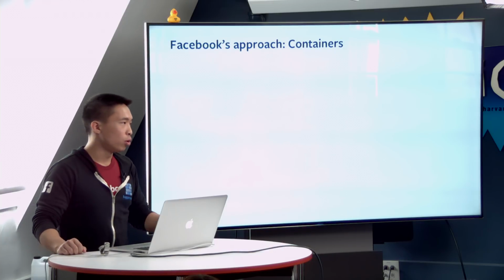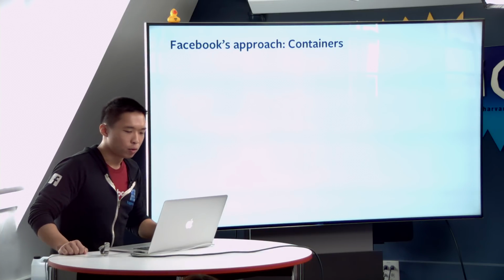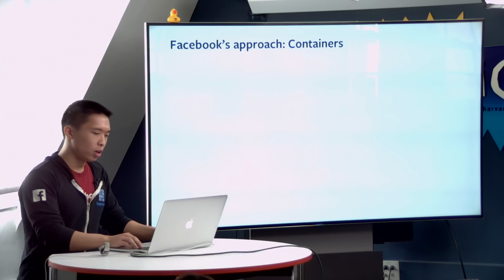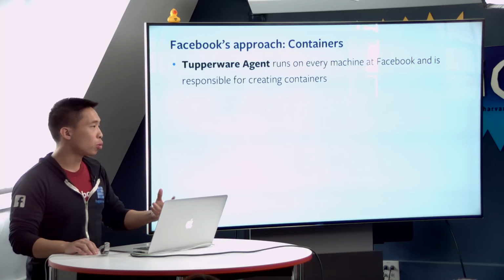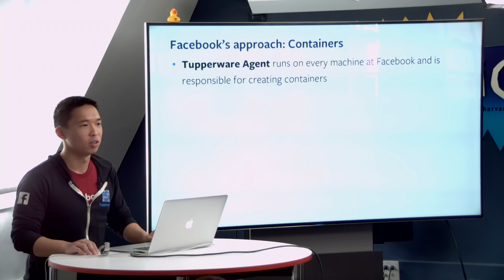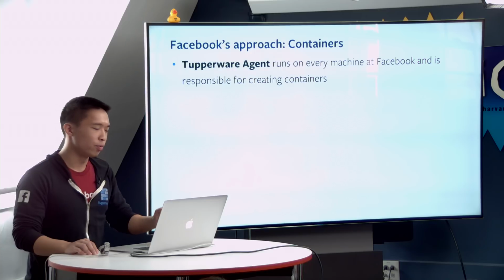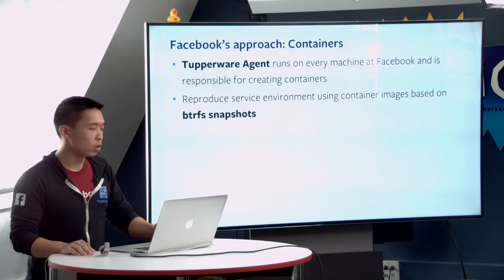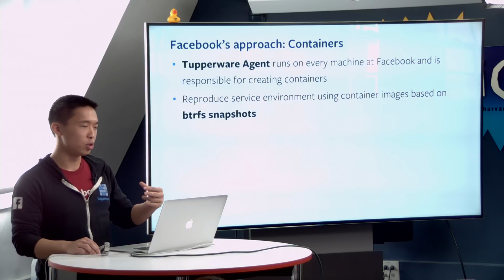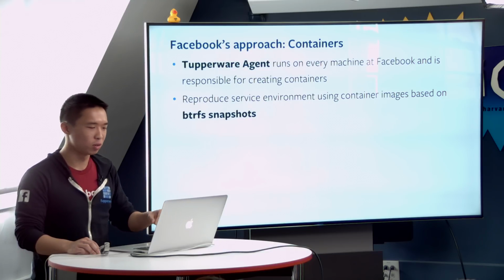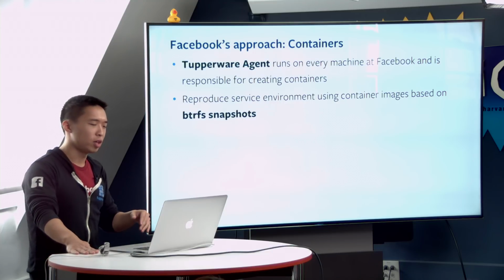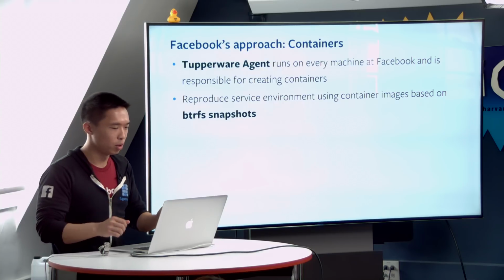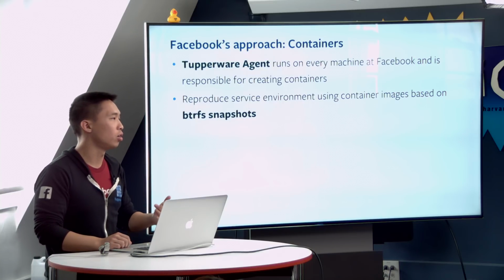So the way Facebook has approached these problems is to use containers. For us, the overhead of using virtual machines is too much, and so that's why we use containers. To do this, we have a program called the Tupperware agent running on every machine at Facebook, and it's responsible for creating containers. To reproduce the environment, we use container images, and our way of using container images is based on Btrfs snapshots. Btrfs is a file system that makes it very fast to create copies of entire subtrees of a file system. And this makes it very fast for us to create new containers.